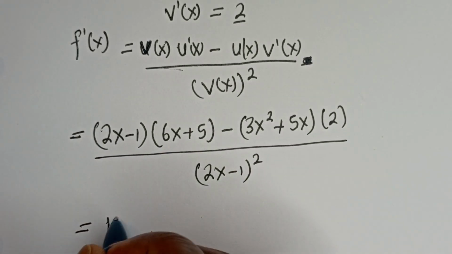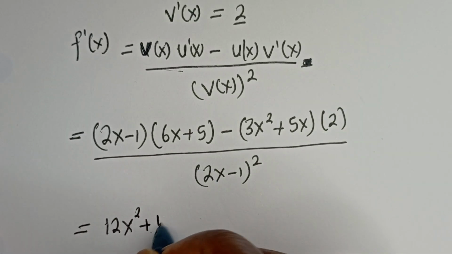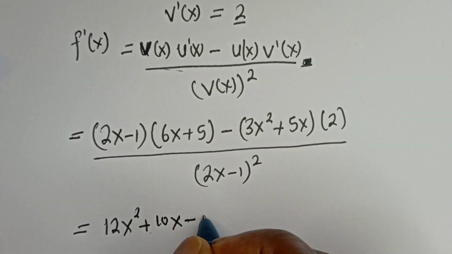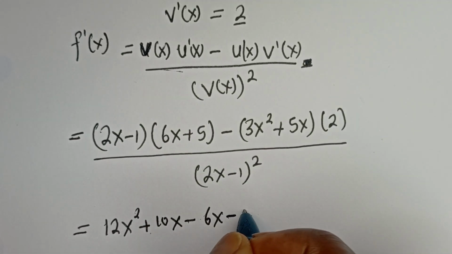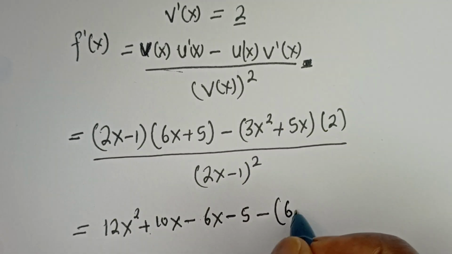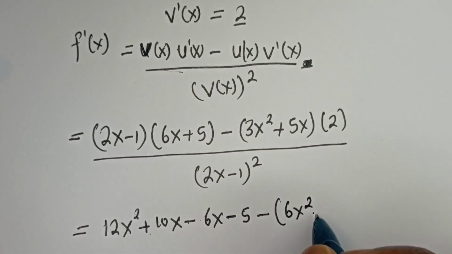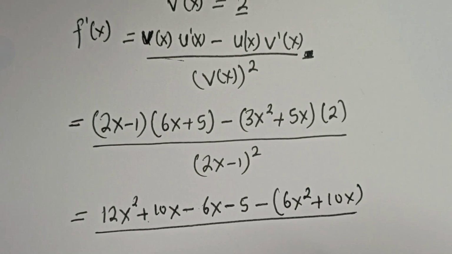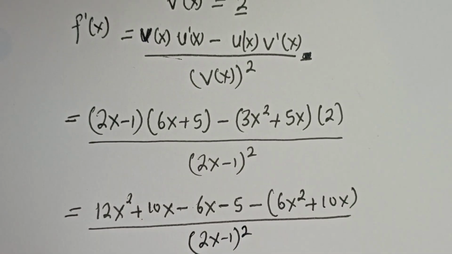2x times 6x, 12x squared, plus 2x times 5, that is 10x, minus 1 times 6x, that is 6x, minus 1 times 5, that is minus 5, minus 3x squared times 2, 6x squared, then 5x times 2, that is plus 10x, divided by 2x minus 1 all squared.